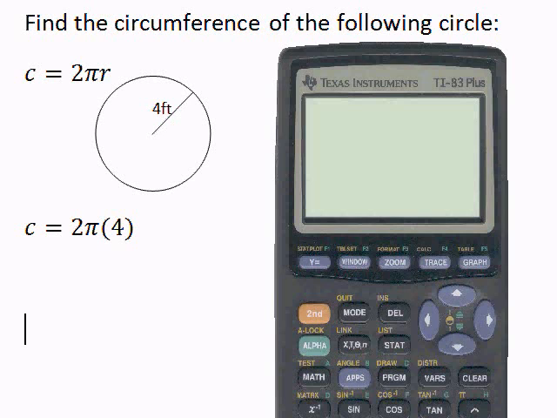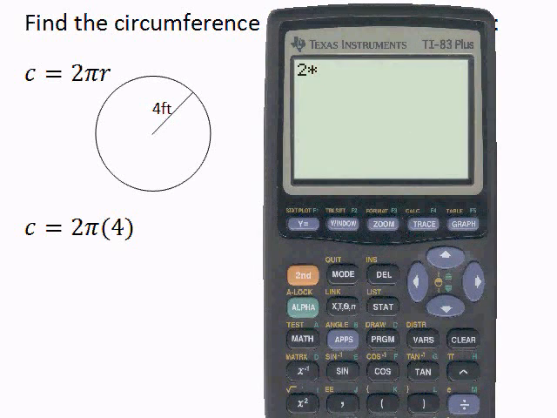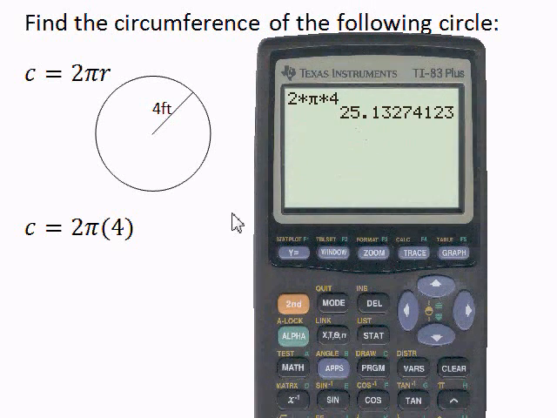To do that in your calculator, turn your calculator on and enter 2 times pi. I want you to use the pi button, so press second and this caret symbol right here gives us pi, times the radius, which is 4. That should give us the circumference of the circle, which is 25.13. So we'd write our answer in its final form as 25.13 feet.